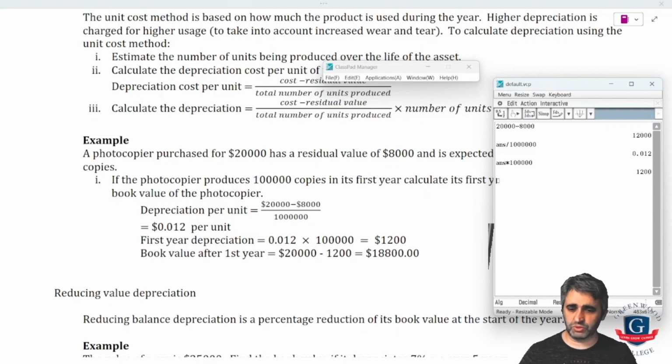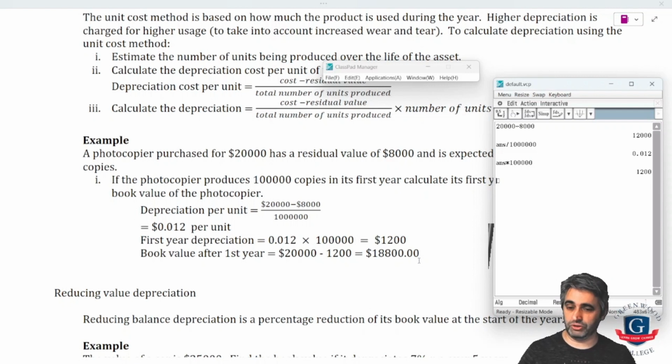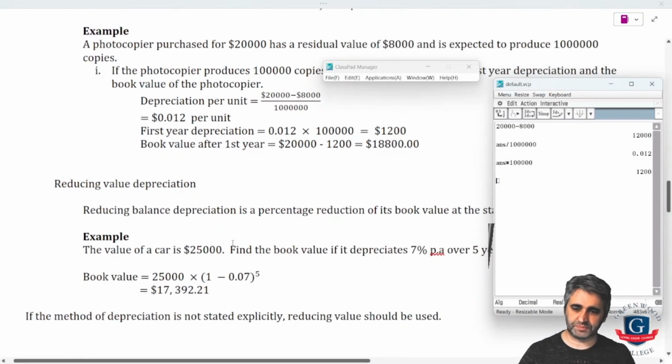So we know now that its book value after the first year is the $20,000 we started with. Take away the amount that it depreciated because we used some of it up in copy, and we've now got $18,800 worth of photocopier left. That, if we sold it this year, is what we'd sell it for based on how much we'd used it. And that could keep going over multiple years.